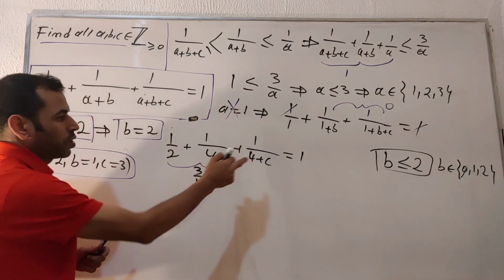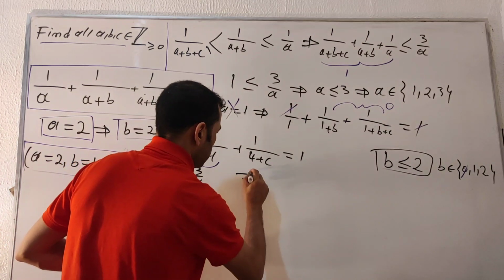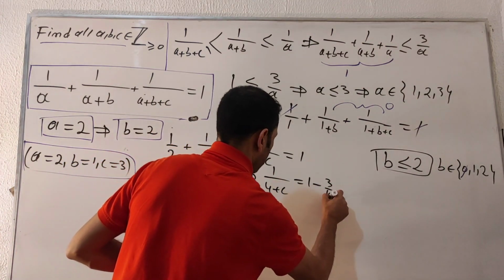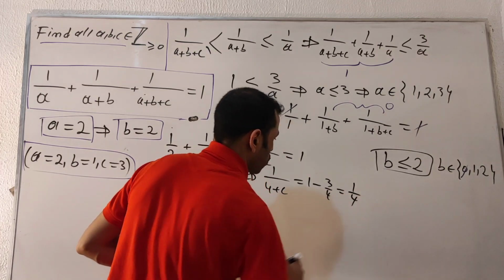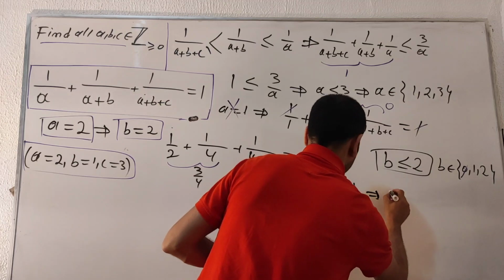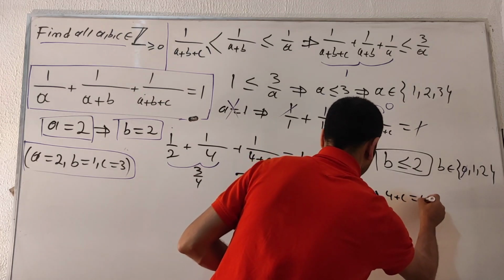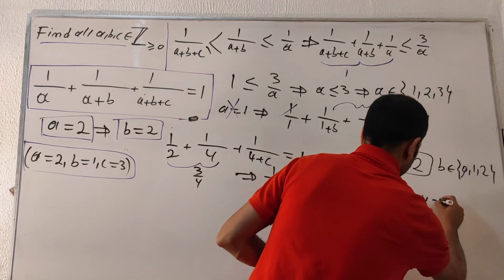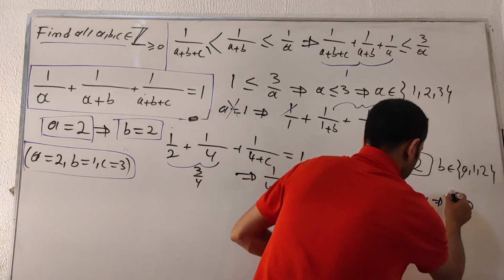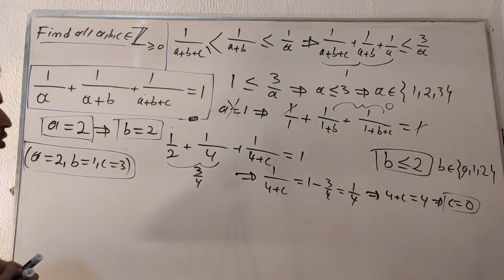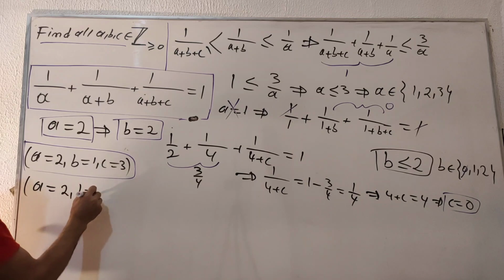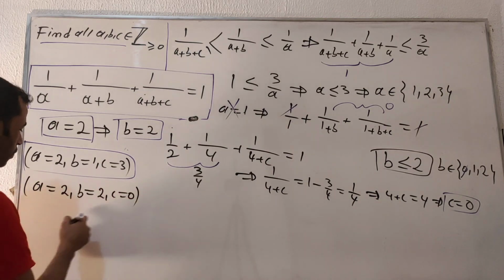Then moving over this 3 over 4 to the right, I get here 1 over 4 plus c equals 1 minus 3 over 4, which equals a quarter. Okay, thus we get 4 plus c equals 4. In other words, I get c equals 0. So c equals 0, which means I have another solution. I have a equals 2 with b equals 2 with c equals 0.